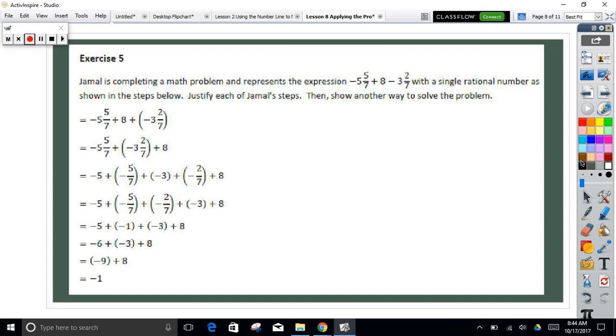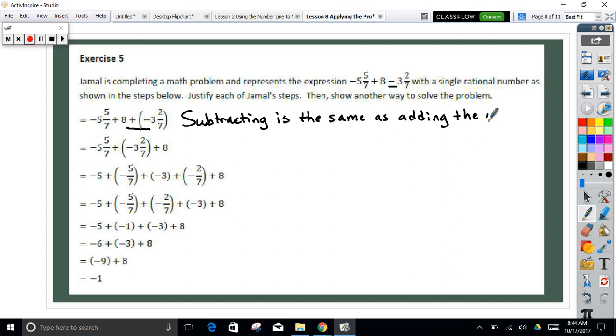Up here he had subtraction. Whoops, I'm writing in white. That's not helpful. Hang on. There we go. So up here we had subtraction. Down here we have adding the opposite. So for this step, you can just say subtracting is the same as adding the opposite.